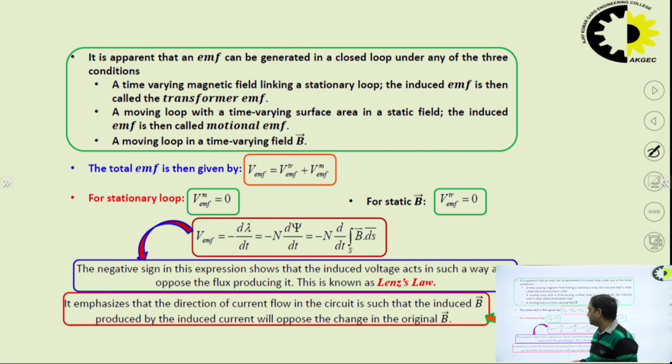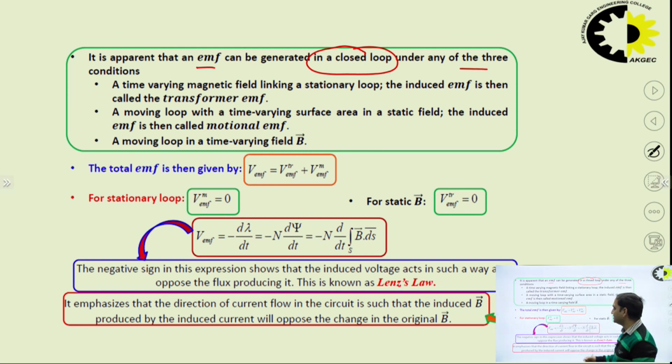So as I said, the three types are there. It is apparent that EMF can be generated in the closed loop. This is a condition for that, because the circuit will be complete only when it is closed, and then the current will flow. For an open circuit, current will not flow. So in this case, any of the three conditions can occur.